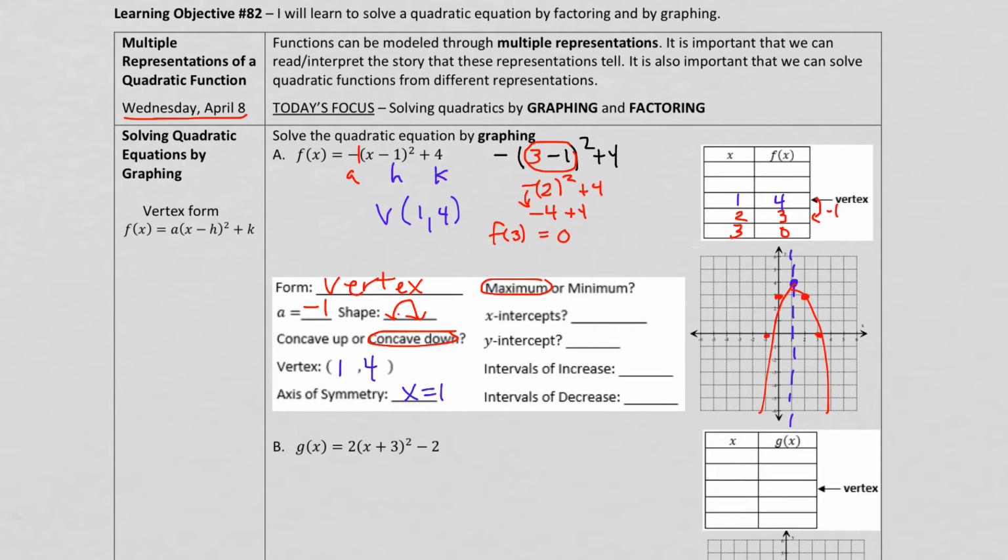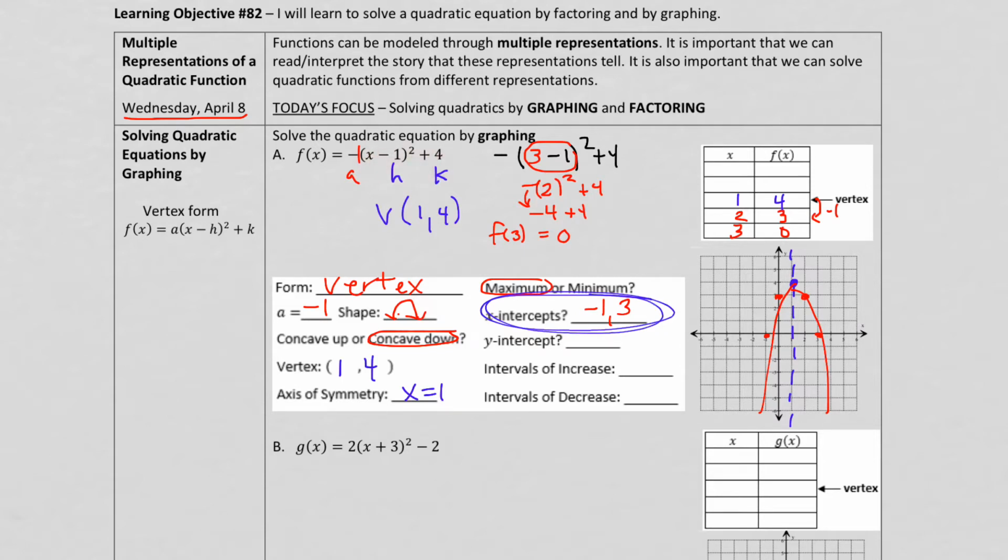Now, when I solve this graphically, what that means is, like we've done the last couple of days, wherever your graph crosses the x-axis are your solutions. We may also call them x-intercepts or roots. So in this case, it's at -1 and +3. So if I want to solve graphically here, I can say it's going to be -1 and +3. These would be my solutions to this quadratic equation above in vertex form.